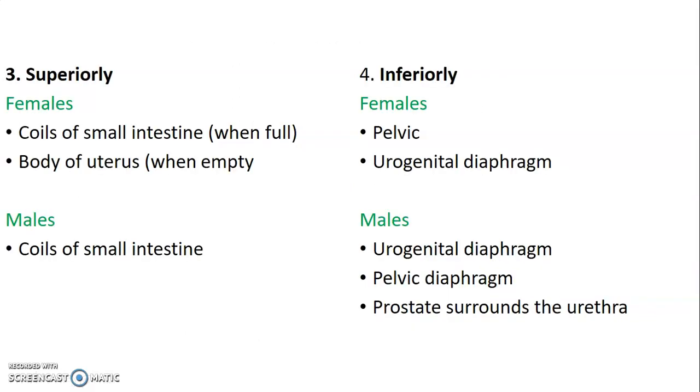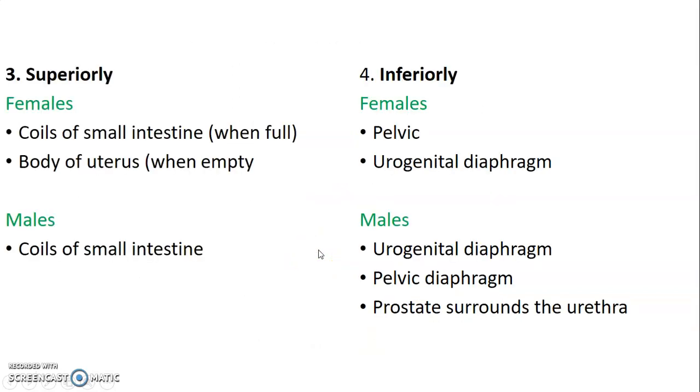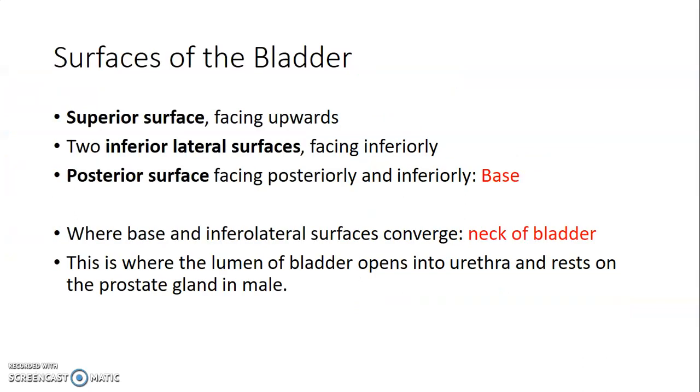Then superior to the bladder in females, you have coils of small intestine and the body of the uterus, while in males, you just have the coils of the small intestine. So superior to the bladder here, intestine separated from the bladder by the peritoneum. Intestine plus the superior part of the uterus in the females. Then inferior to the bladder in females, there is the pelvic and urogenital diaphragm, same as in males, but the males also have a prostate.